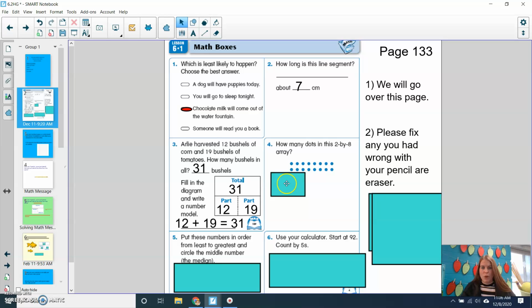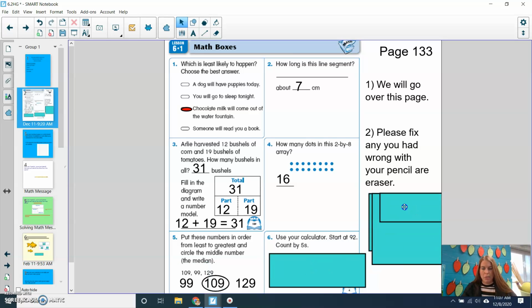For question number 4, how many dots in this 2 by 8 array? So you could have counted them individually, you could have counted them by twos, but you would see that their total would be 16. For question 5, put these numbers in order from least to greatest and circle the middle number, also known as the median. So the order, you should have had 99, 109, and 129. And 109 would be our median, that would be our middle number.